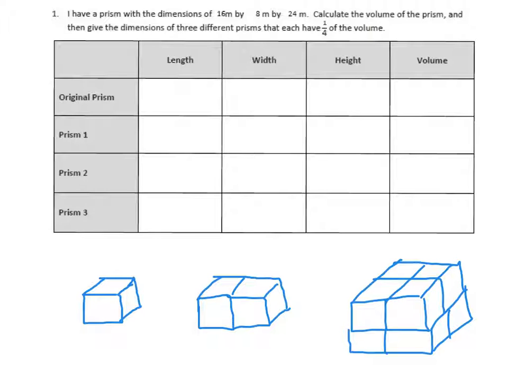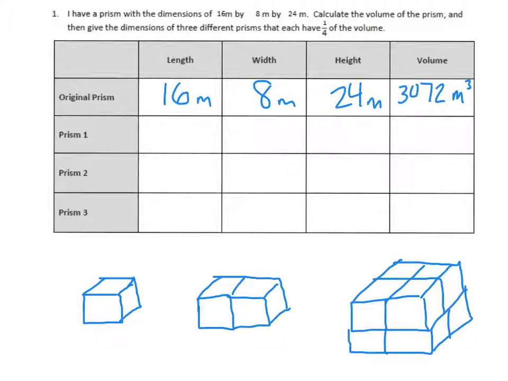In this problem, I have an original rectangular prism that is 16 meters by 8 meters by 24 meters. That's going to give me a volume, 3,072 cubic meters. Now it says here I want to get 3 new prisms, and each of them needs to have a volume that's 1/4 of the original volume from the original prism.